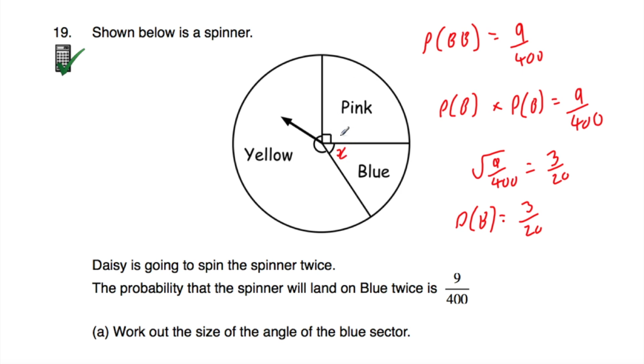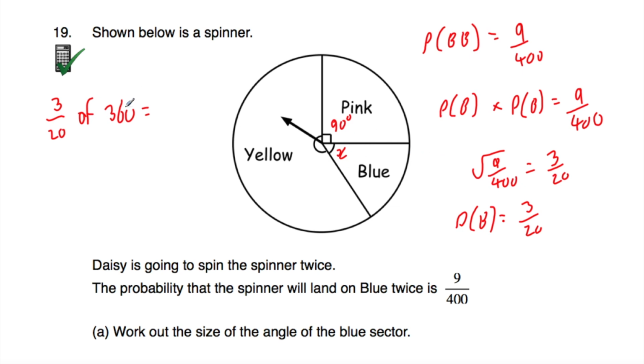Now let's just consider the pink section for a minute. This angle is 90 degrees, and we know the probability of getting a pink is 1/4 because it's 1/4 of the whole circle. If we do 90 over 360, that's equal to 1/4 if you cancel it down. And if you do 1/4 of 360, that's equal to 90. So if we take 3/20ths of 360, that'll tell us the size of this angle, because the 3/20ths would be the fraction of the whole circle. So we just need to do 3/20ths of 360, and that'll be the size of this angle.